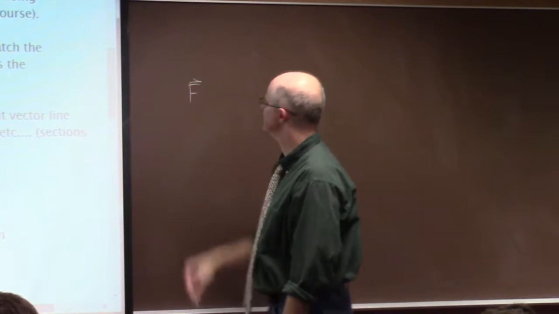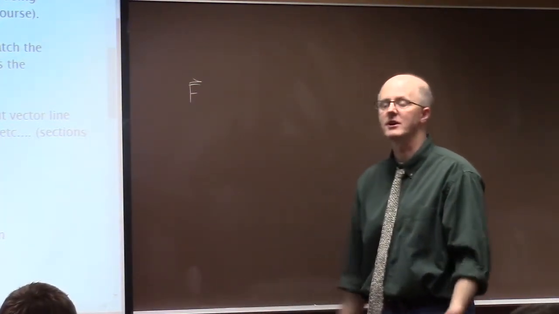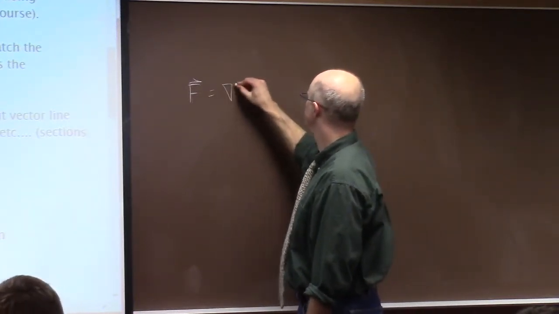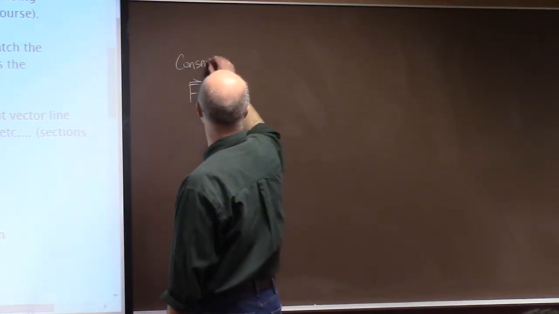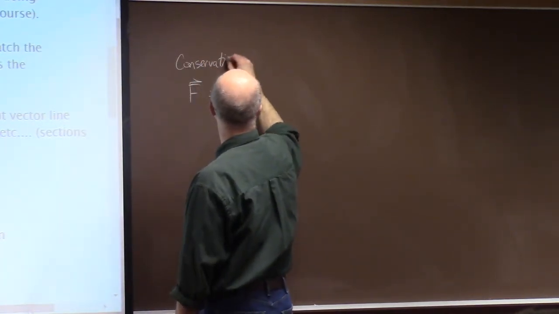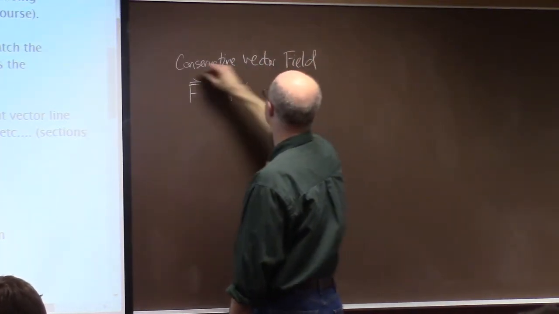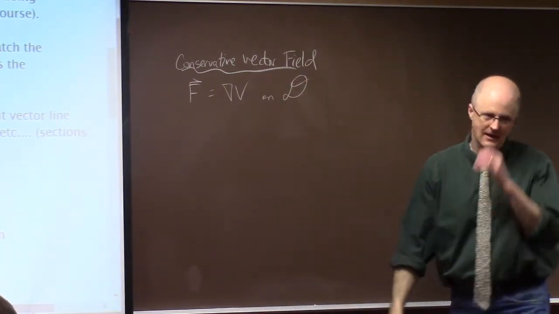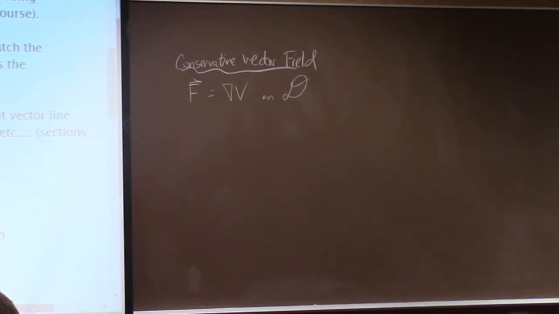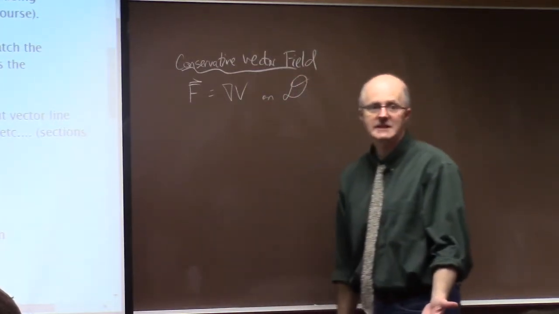A vector field is conservative if it's the gradient of some function, some potential function, on some domain. Conservative vector field. This is on some domain. I'm not saying whether the domain is simply connected or not. I'm just saying it's some domain here. Conservative vector fields are very special.